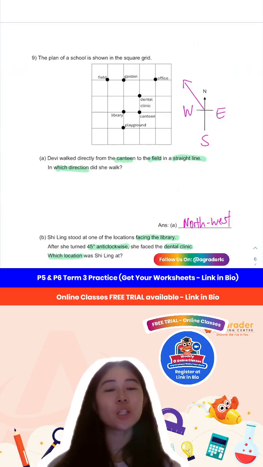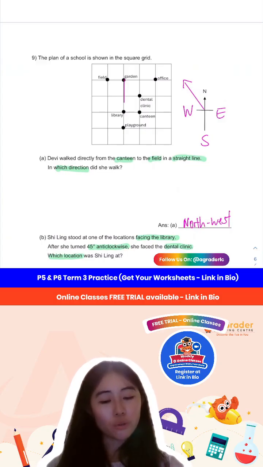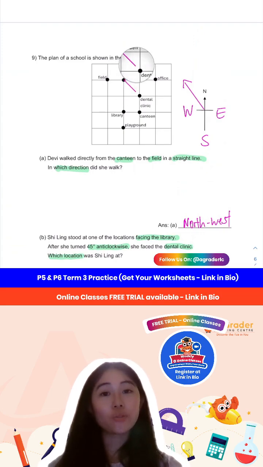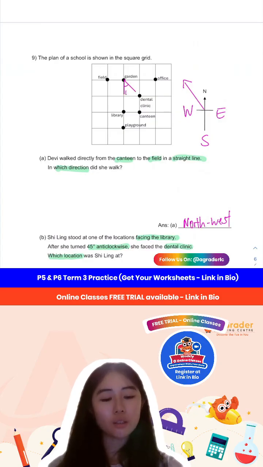Yeah, so for this question, you can try out the different locations one by one to check your answer. Okay, so most of you say it's the garden, right? So I'll show you the garden. If she is at the garden and she's facing the library here, then she turns 45 degrees anti-clockwise. Will she face the dental clinic? Okay, so you can take a look at the pink line that is moving. Is that 45 degrees? From the library to the dental clinic. From here to here. Is this 45 degrees?